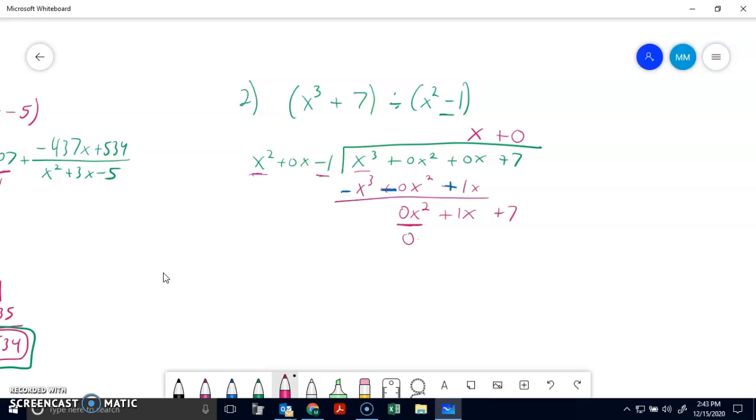So then when I multiply it back through, all of these are going to be 0 because I'm multiplying by 0. And then when I subtract, I get 7 minus 0, or just 7. 1 minus 0 is just 1. So what I have is x plus 0, I don't need to write, plus x plus 7 over that denominator, because this is the remainder. So x plus 0, I don't write the 0, so it's just x plus that thing.